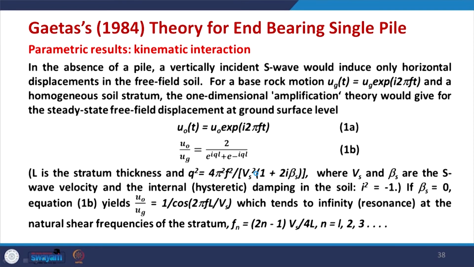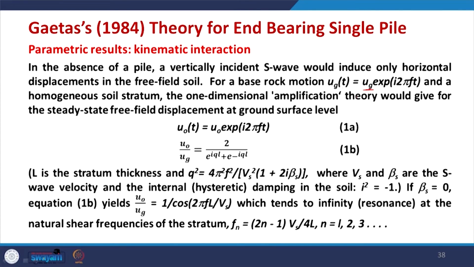What is equation number 1? First of all, for a base rock motion, Ug(t) is equal to Ug exp(i 2 pi f t), where f is the frequency of excitation. Ug(t) is time varying and Ug is its amplitude. And this Ug is your applied amplitude.